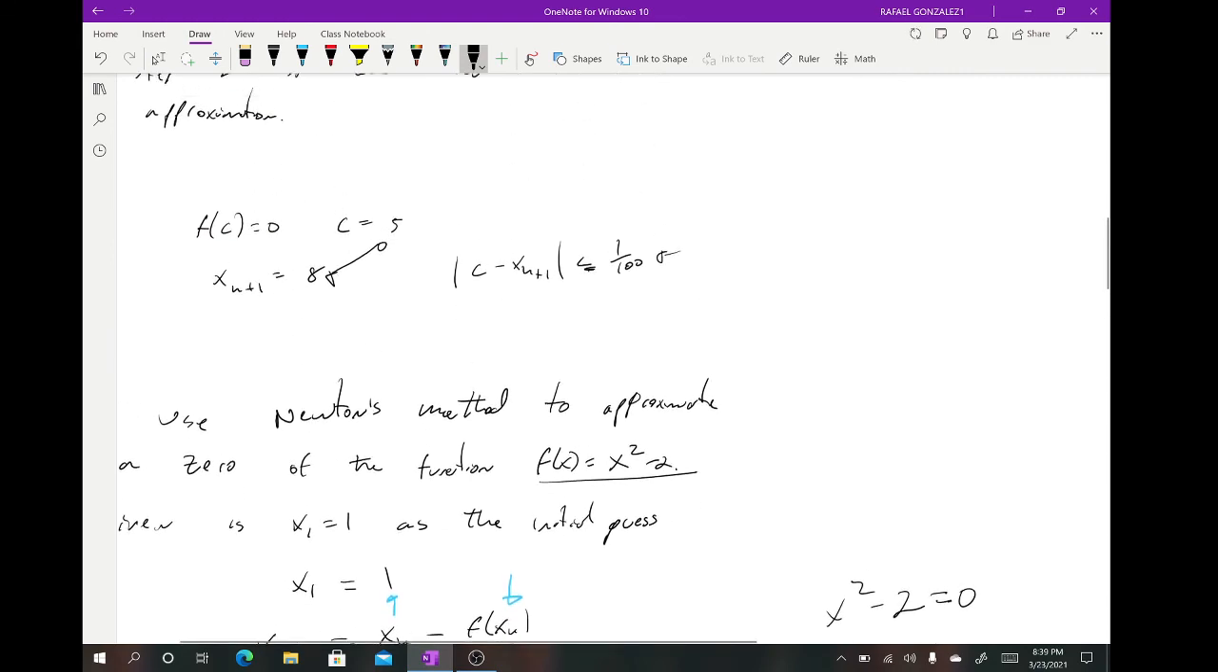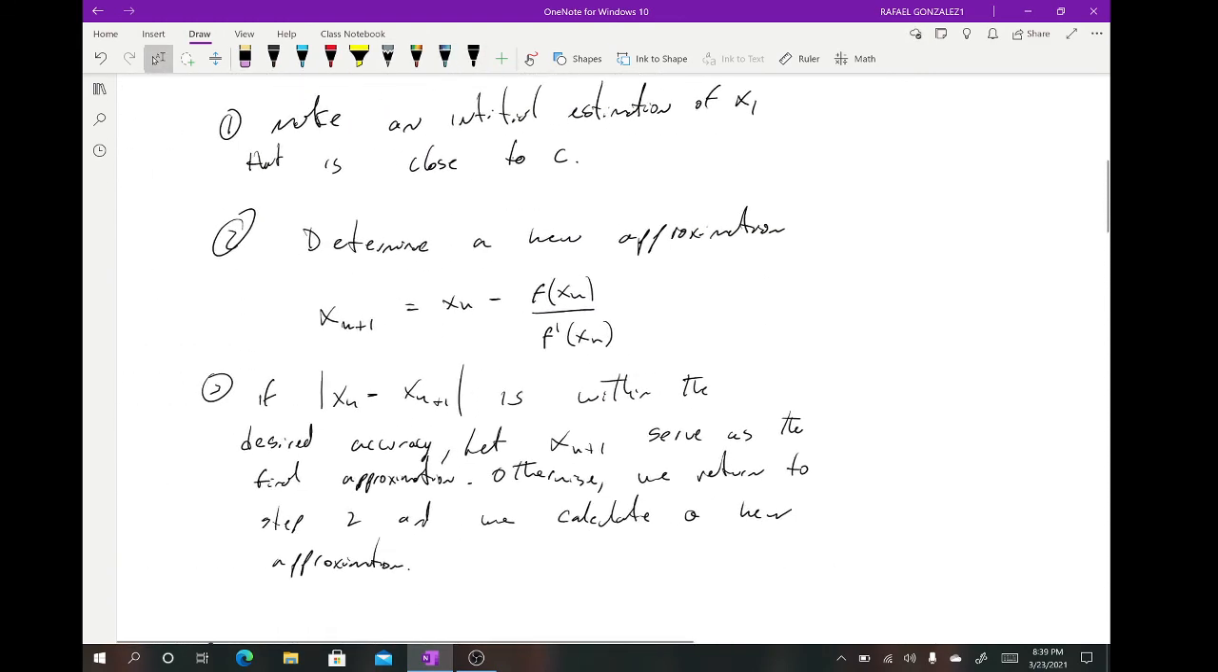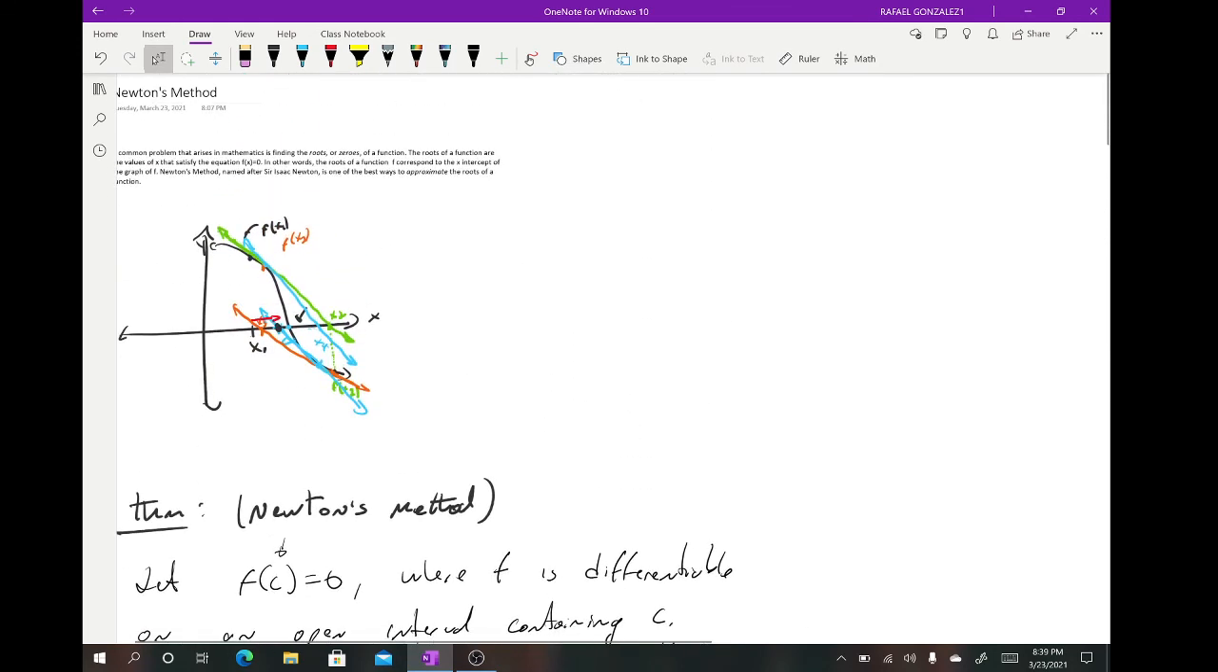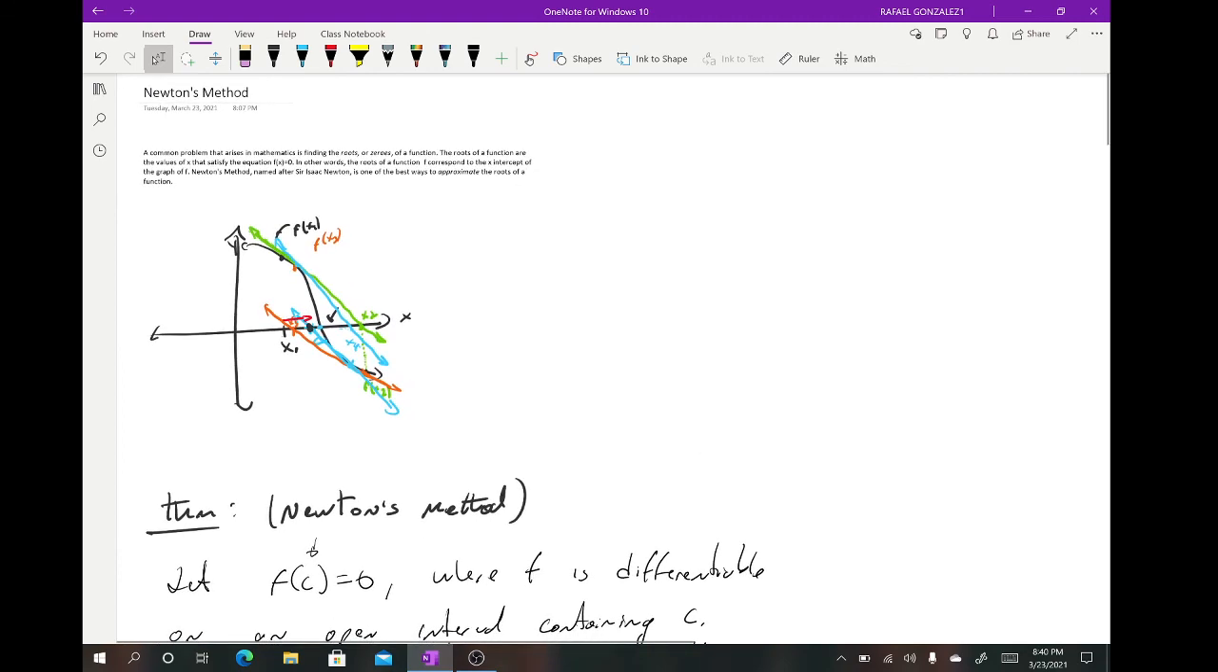So that is Newton's method. It's a very quick lesson. We are not going to be tested on it, or there will not even be homework on this, but I thought it was important for you guys to see it. Okay? Thank you for your attention.